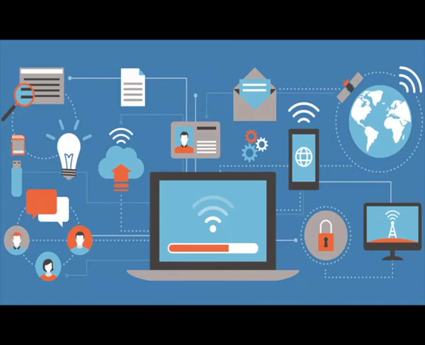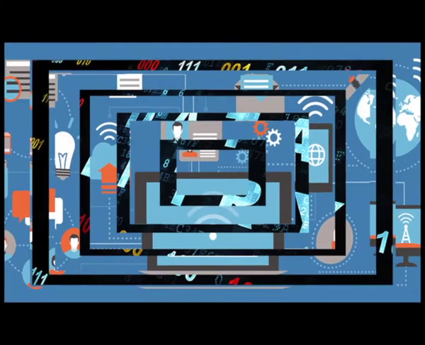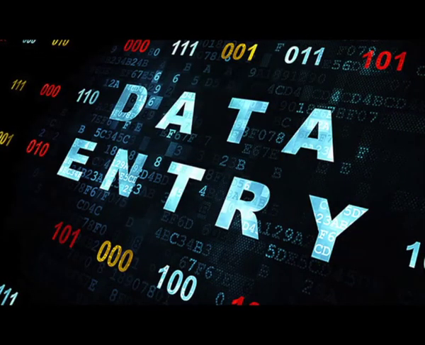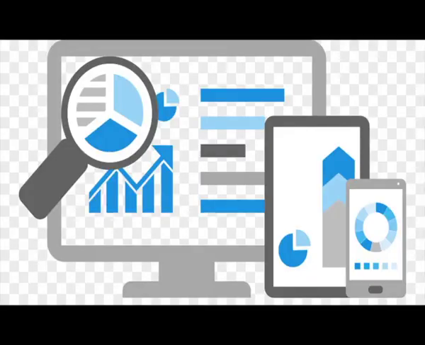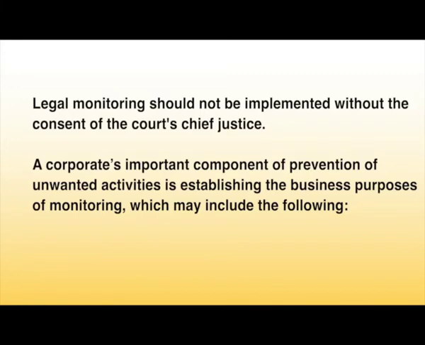Monitoring is done by a person other than the user, and it may be made known to the user or kept confidential. The data captured must be kept confidential and the access must be restricted to information technology personnel who require the information to address system integrity and security issues. Electronic monitoring logs and other records must be removed on a regular basis, but the statistical information compiled from monitoring data may be retained, provided it has the aggregate information and addresses system integrity and security issues. Legal monitoring should not be implemented without the consent of the court's Chief Justice.